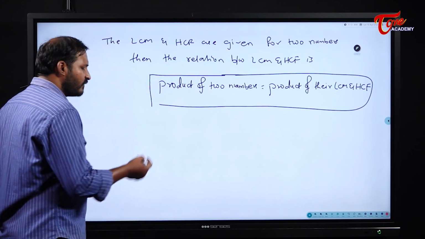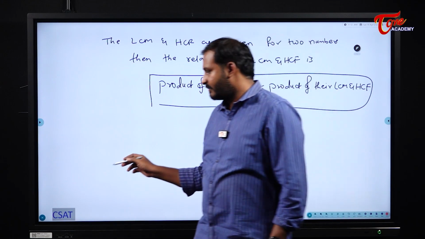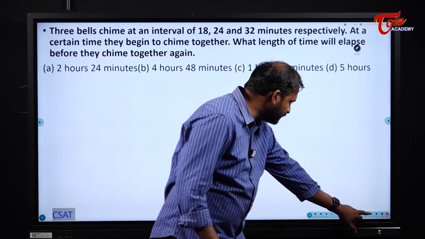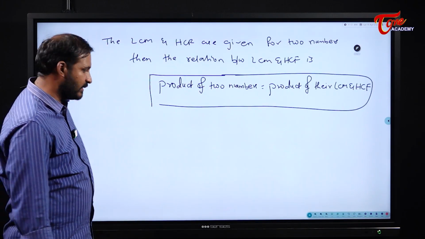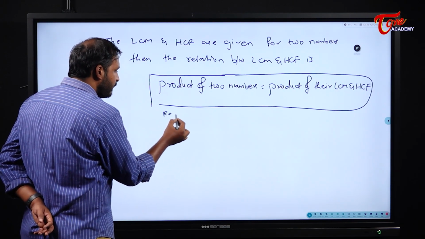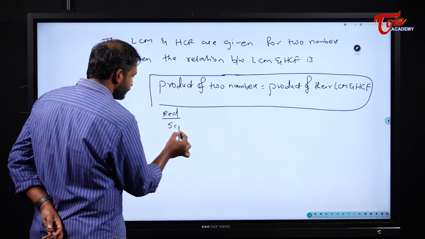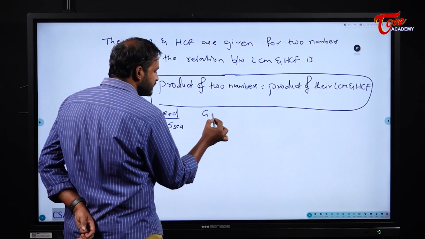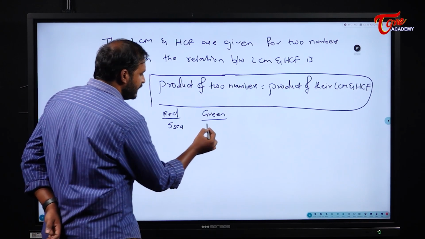Next, one of the most important things which we will see in the CSAT question paper is repetition, when the same thing happens once again. For example, we will go with a simple example. Assume that a red colored light will blink every 5 seconds. There is another light, a green colored one, which blinks every 8 seconds.